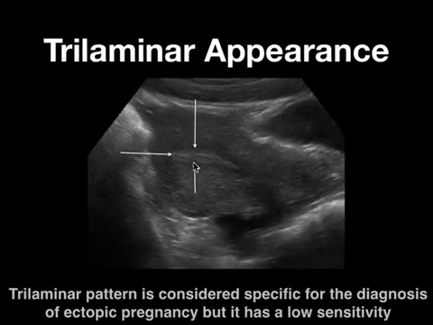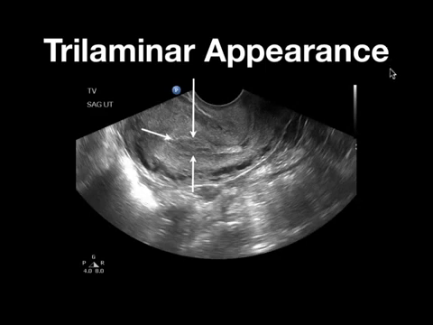Here's the trilaminar appearance where you have three lines. You have 1, 2, 3. This is essentially the appearance that you would expect to see in the follicular phase of the menstrual cycle, not what you would expect to see in the luteal phase or in early pregnancy. So if you see this, it's considered to be specific for the diagnosis of ectopic pregnancy. Here's another patient who had an ectopic pregnancy.